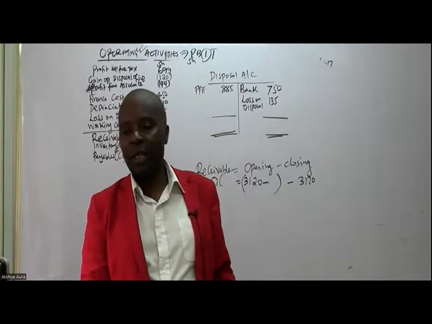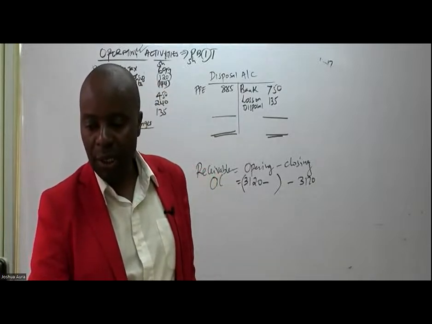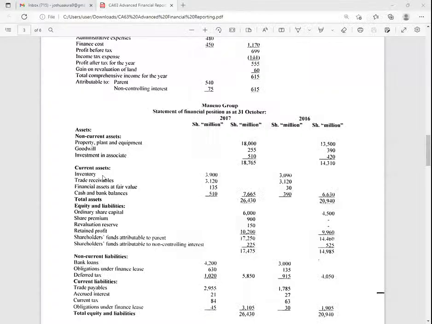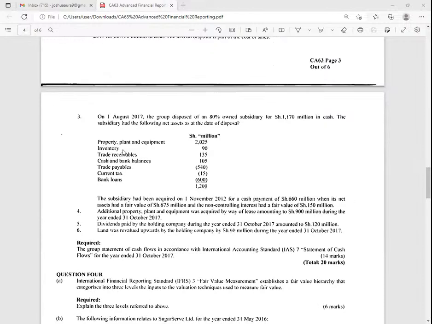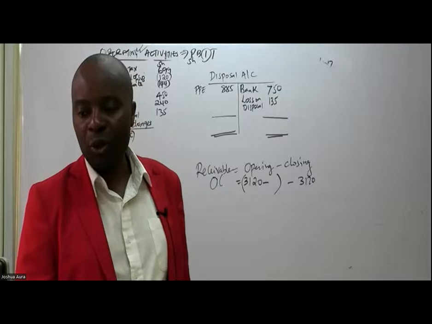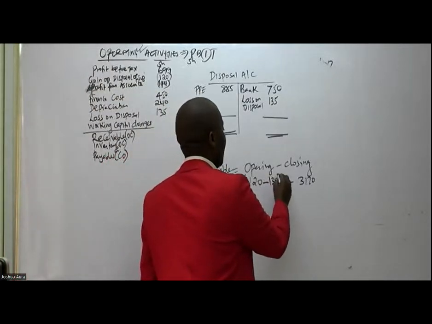So in this case, for sure, we sold a subsidiary. And the subsidiary that we sold went out with receivables of 135. Because it's a disposal, I'll subtract here. So minus 135.